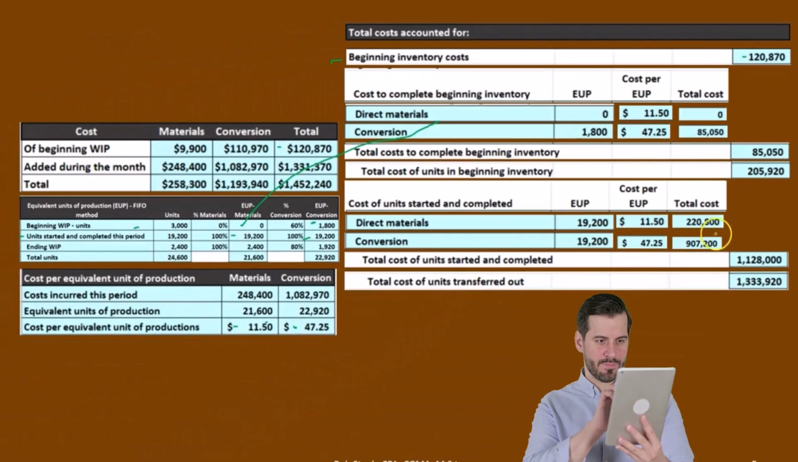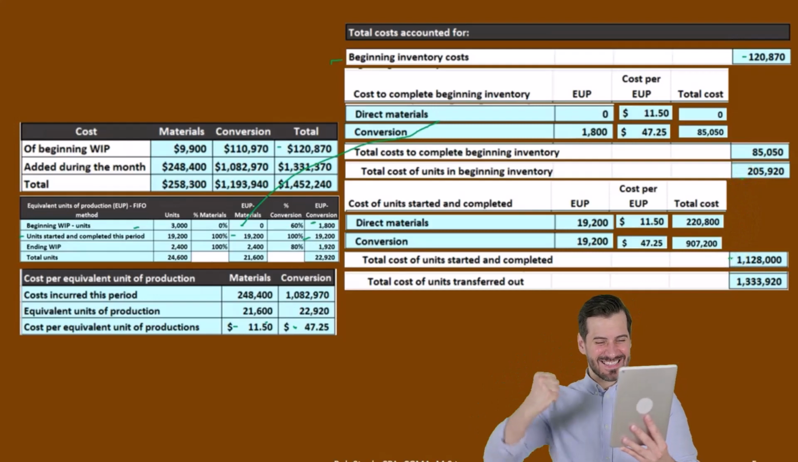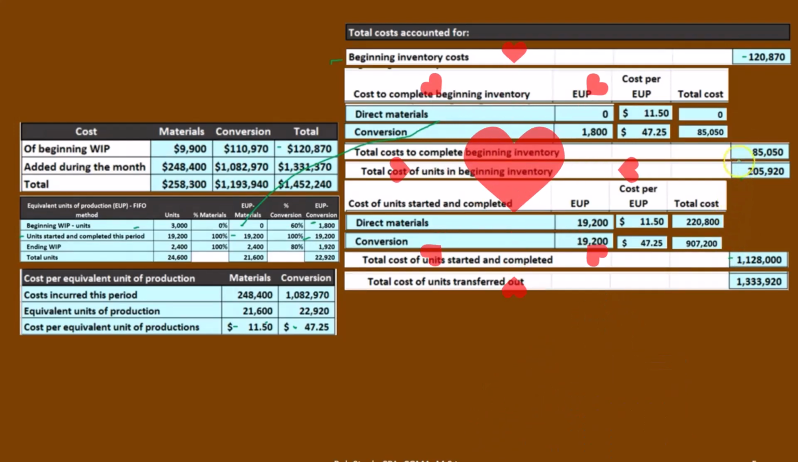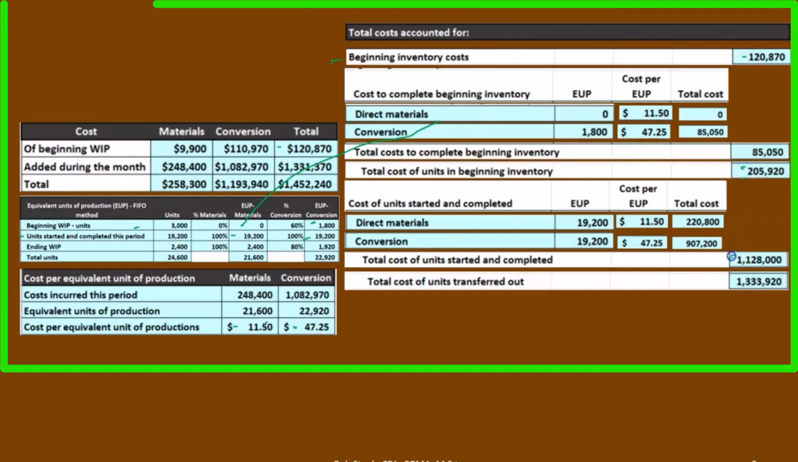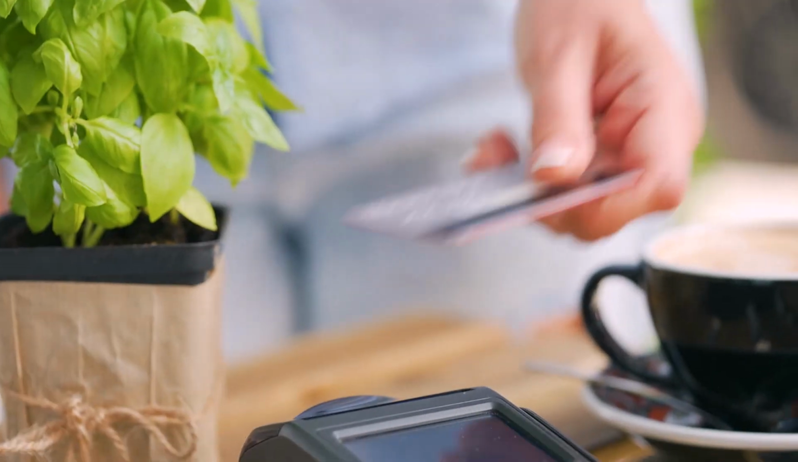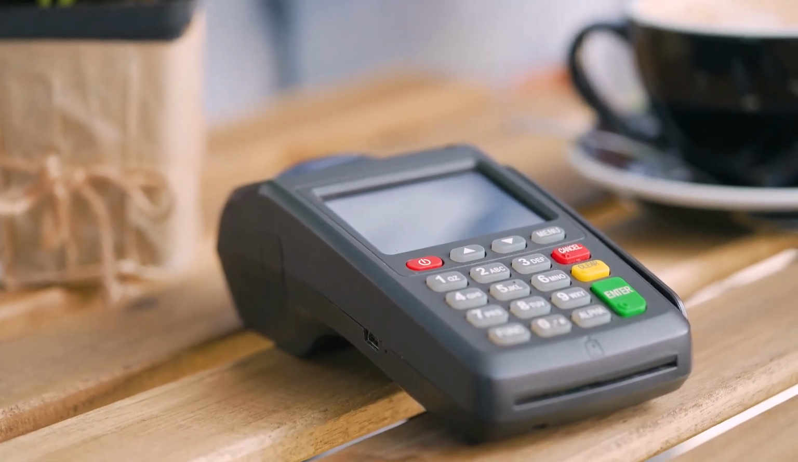And then if we add up this number and this number, we're going to get the total cost of units transferred out. So we added this and this to get to this number, then we're adding this and this to get to this number. This is what's been transferred out, because remember, the beginning inventory under the FIFO method, if it was still in there at the beginning, we finished it and transferred it out. That's the assumption. And if it was started and completed, we finished it and transferred it out.